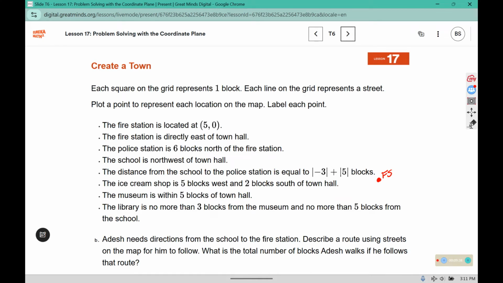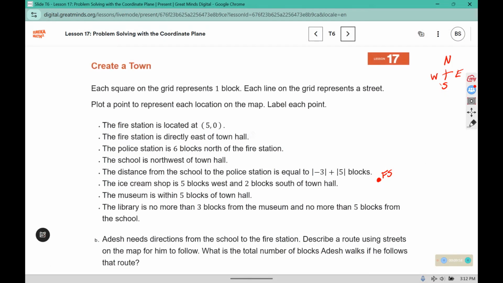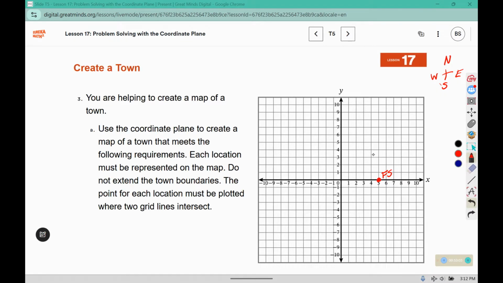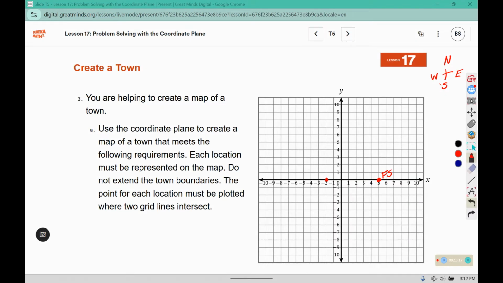The fire station is directly east of the town hall. It may be helpful to draw a compass. Oops, not an S, that's supposed to be a W. The fire station is directly to the east of the town hall. That means that the town hall is to the west of it. So we're going to place it to the left to be west of it. So the fire station is to the east, and that is the town hall. So I'm going to label it with TH for town hall.